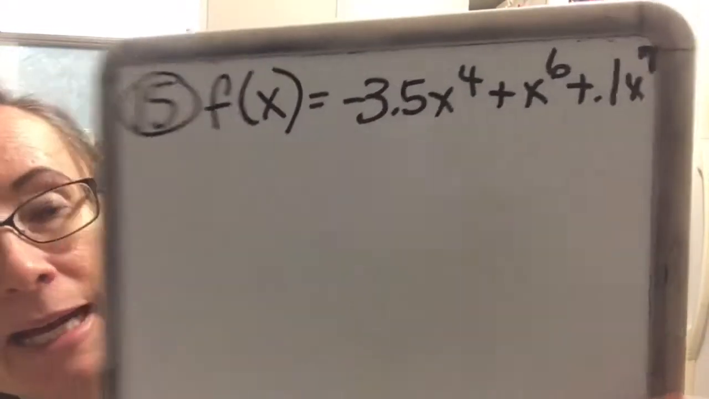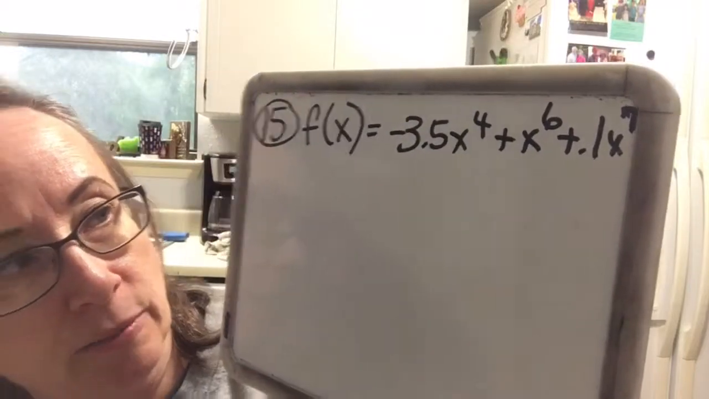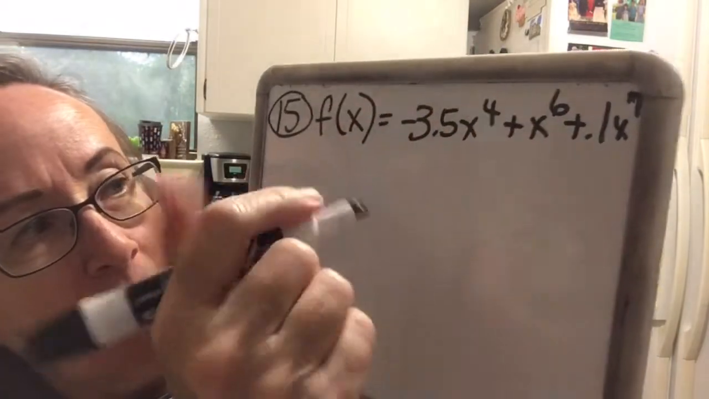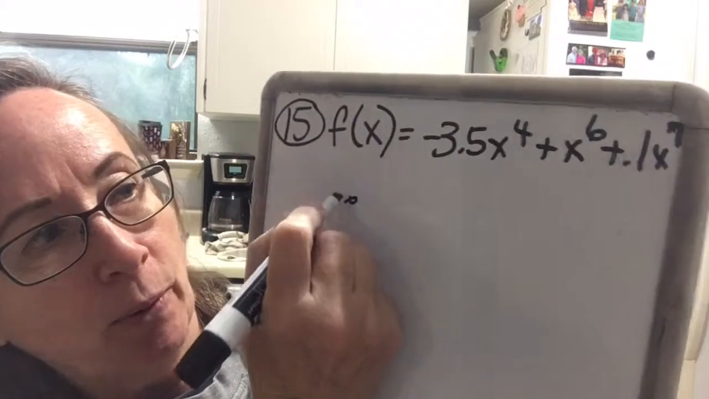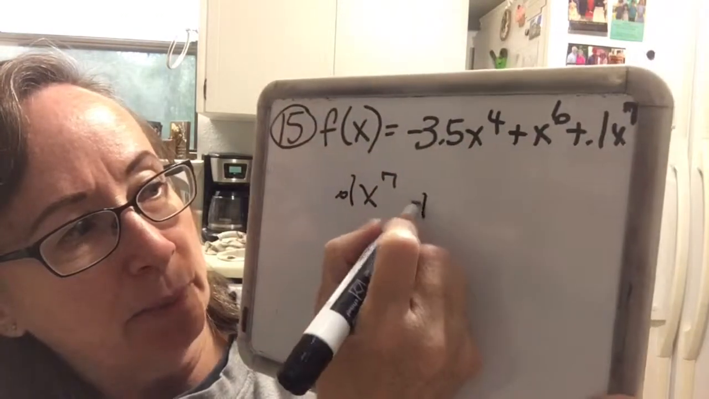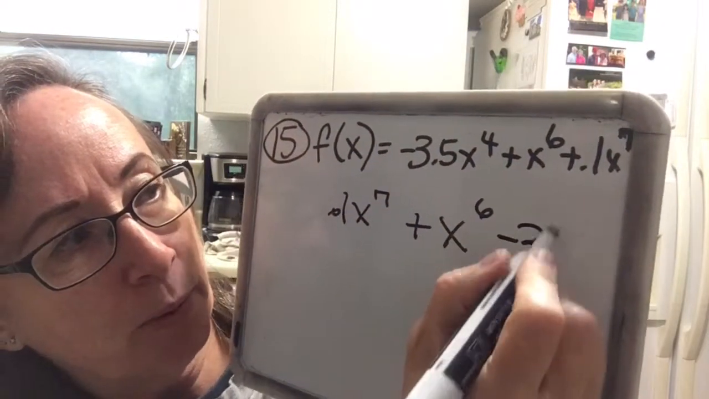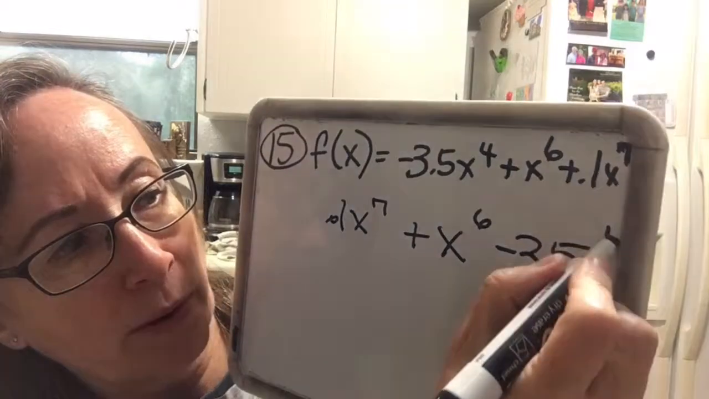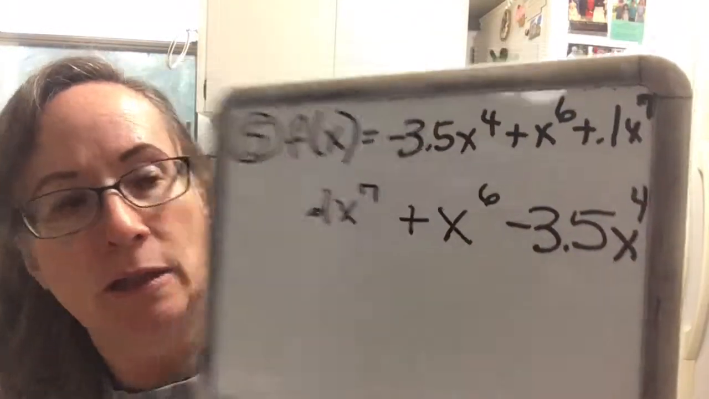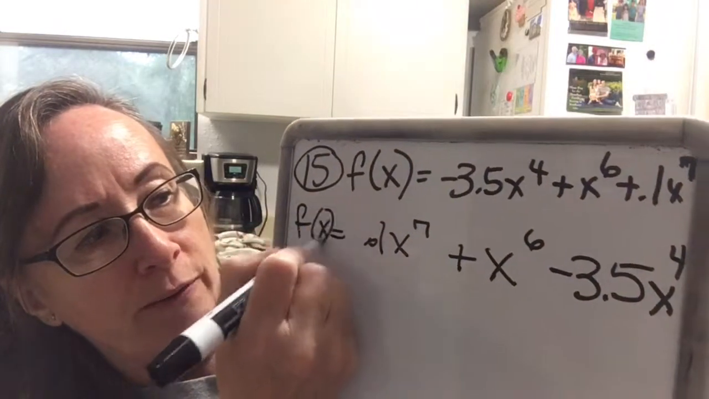Okay, so number 15 on 4.1 again gives us one that is not in descending order. If we rework this one and put it in descending order, my lead term is going to be 0.1 x to the 7. And then would come the plus x to the 6, and finally the negative 3.5 x to the 4th. So I have to be careful to put it into its descending order of the variable form.